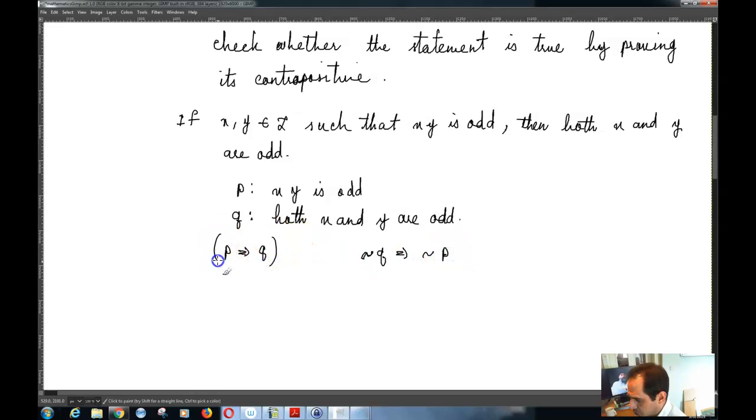So we want to see whether this statement is true or not, meaning that if xy is odd, then both x and y are odd. We want to check the validity of this statement. To do that, we need to check the contrapositive of this statement. As we said, this was the second method that we talked about. Let me write this properly: not Q implies not P, which is basically called the contrapositive.